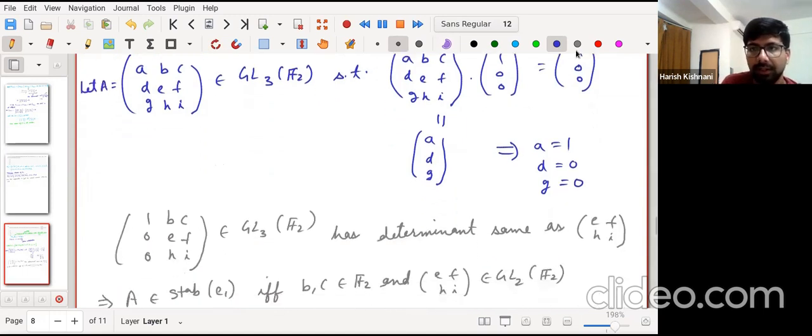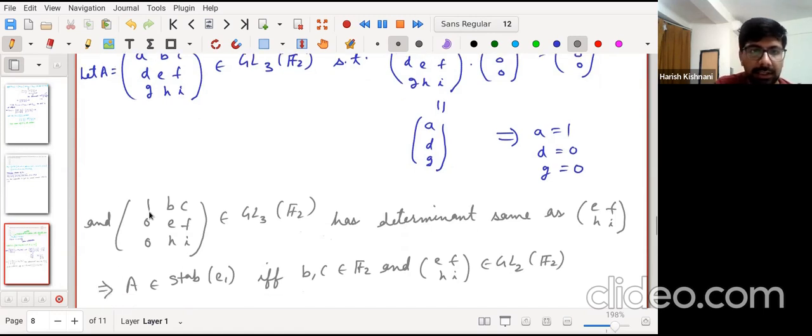And in addition to that, what kind of A can we have now? We can have the matrix 1 B C, 0 E F, 0 H I, right? And this matrix has the same determinant as this submatrix, because this matrix has the determinant EI minus HF, and this matrix also has the same determinant EI minus HF. So this matrix belongs to GL3 F2 if and only if this matrix belongs to GL2 F2. You all agree? Because this matrix has non-zero determinant if and only if this matrix has non-zero determinant. Clear?